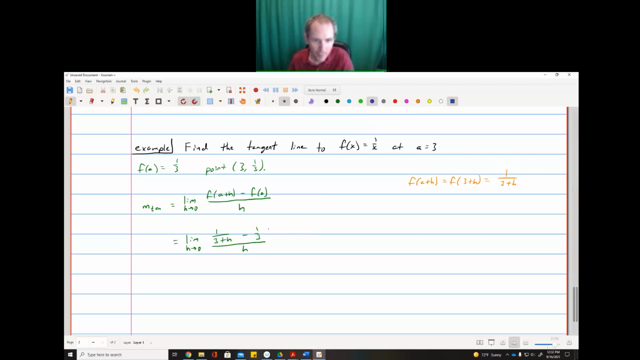So I'm going to multiply this fraction on the right by 3 plus h on top and bottom, and the fraction on the left by 3 on top and bottom, so that I have a common denominator. Okay, so we still have this equal to the limit as h goes to 0. The fraction on the left is going to be 3 over 3 times 3 plus h.